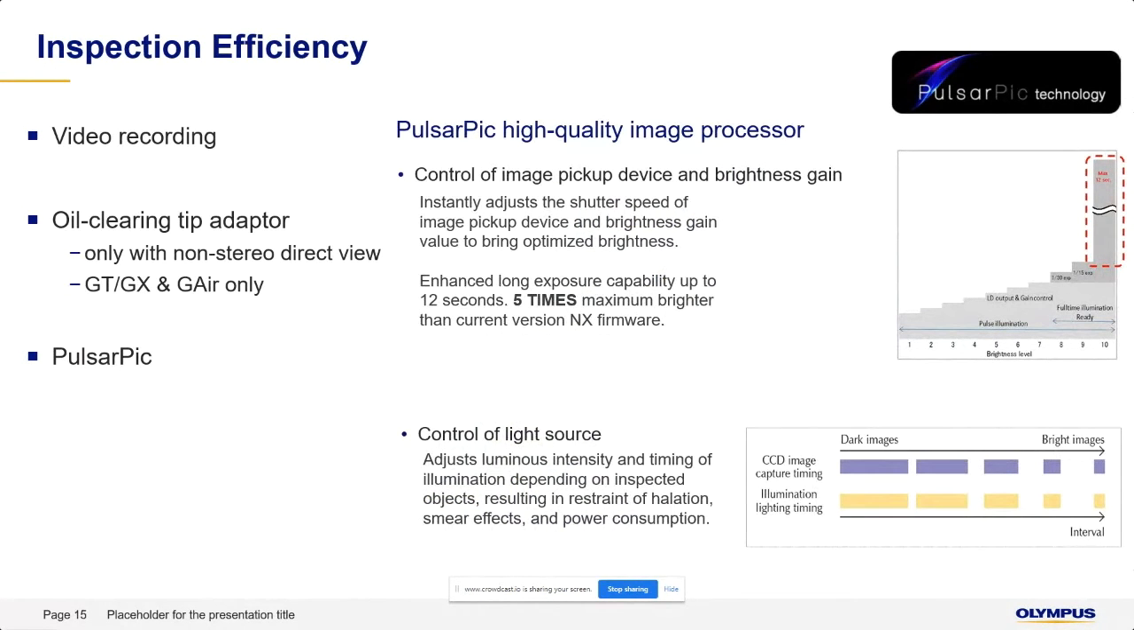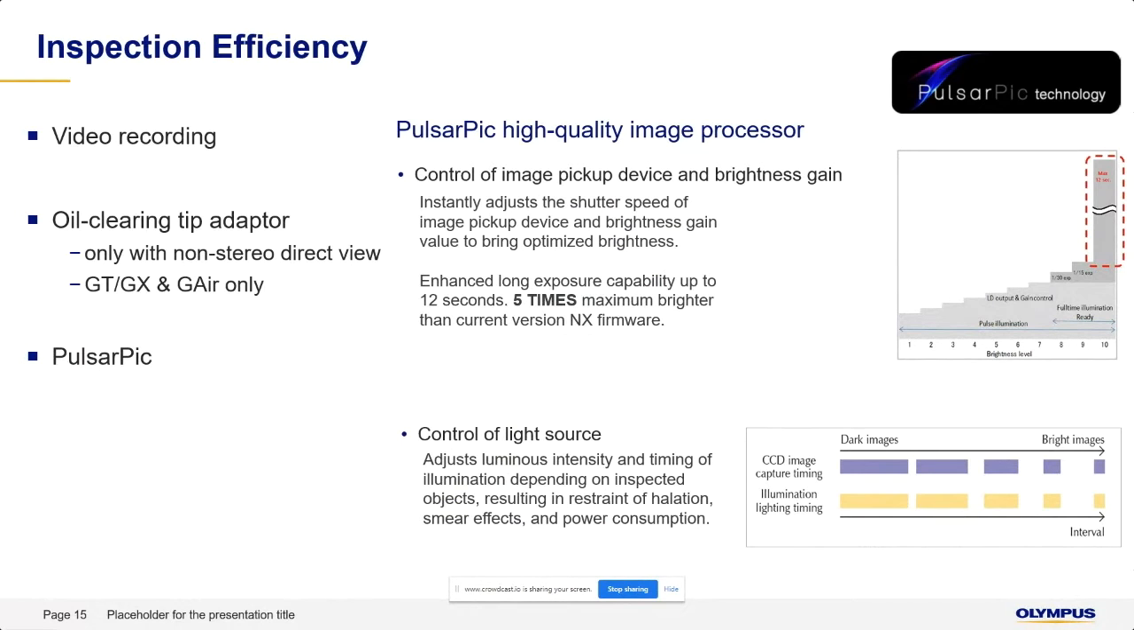Lastly, on inspection efficiency is Pulsar Pick. There's a lot of information here, and again, we can share this file later. But the main point is that there are 5 major features that the video scope on all of our current models do automatically in the background.